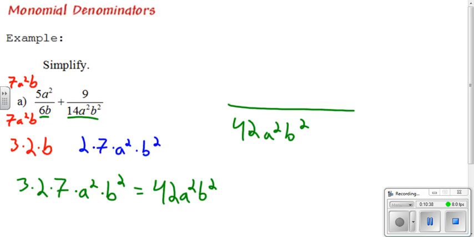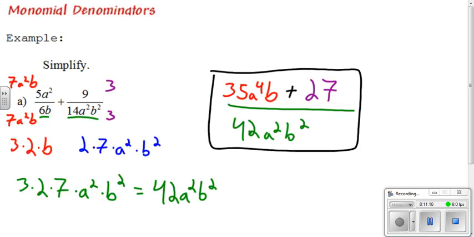Same thing with our 14. To get 14 up to 42 was 3, and then we already have a squared b, so we just multiply this by 3 as well. So 7 times 5 is going to give us 35 a to the 4th b, in between them plus, and then our 9 times 3 is 27. So in the end, this is our simplified version of the rational expressions added up.